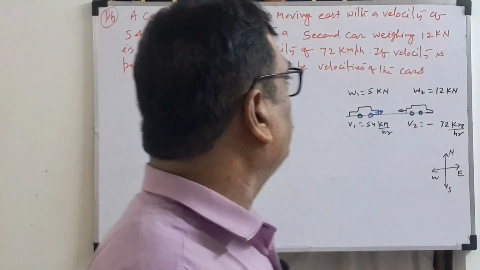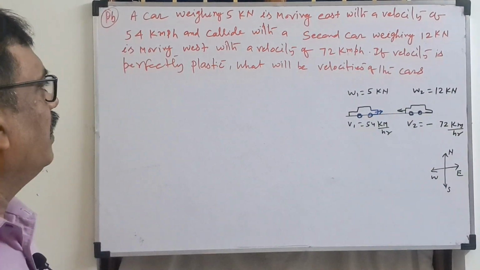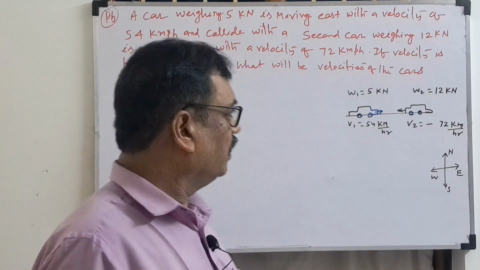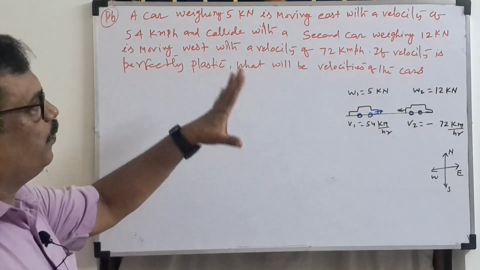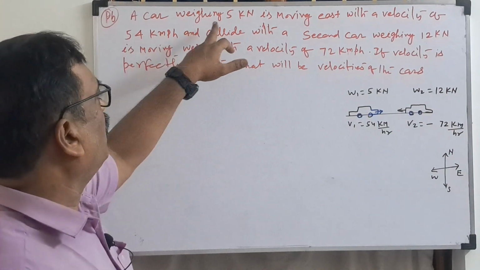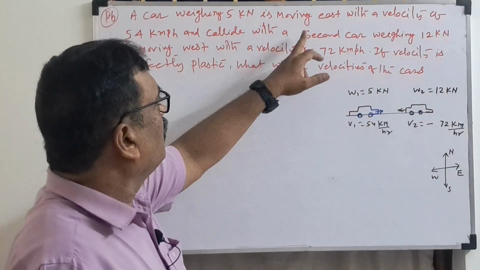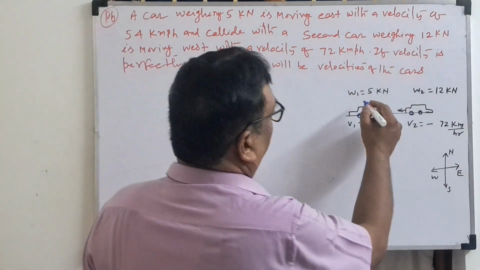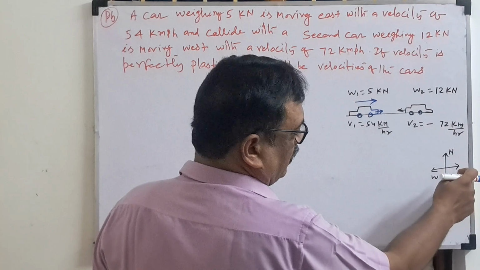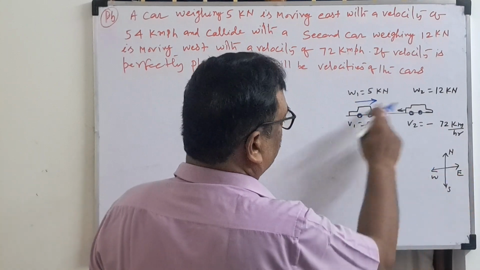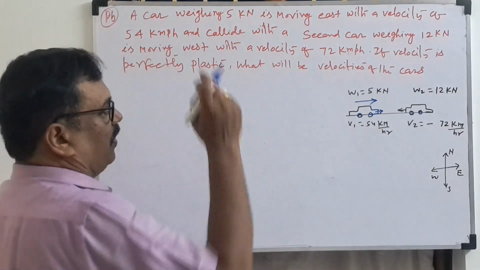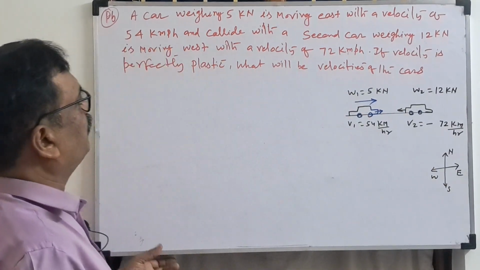Today our topic is impact of elastic bodies, or collision of two bodies. Based on these problems I am going to explain. What is given here? A car weighing 5 kilonewton is moving towards the east. I have marked north, south, east, west here. The velocity is given as 54 kilometer per hour.